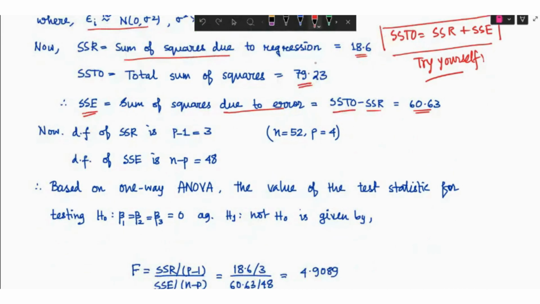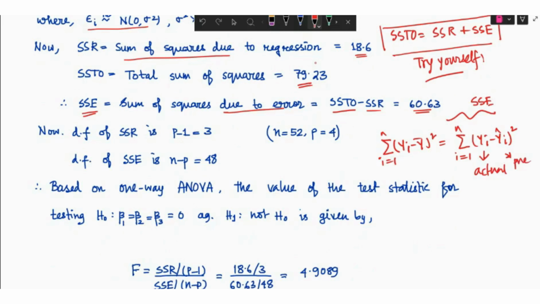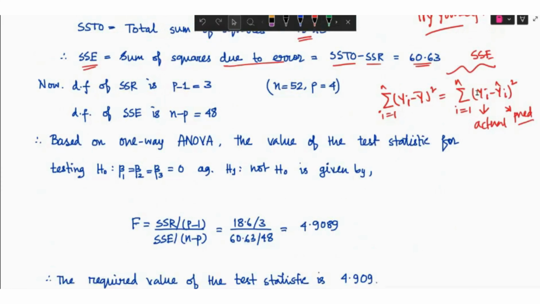The total sum of squares is the sum of yi minus y bar whole square for i equal to 1 to n, where n is the number of observations. We break it into two parts. The first is the sum over i equal to 1 to n of yi minus yi hat whole square, where yi is the actual value and yi hat is the predicted value. We take the difference and sum the squares, so this is the sum of squares due to error, SSE. The other term is the sum of yi hat minus y bar whole square, which is the sum of squares due to regression, SSR.